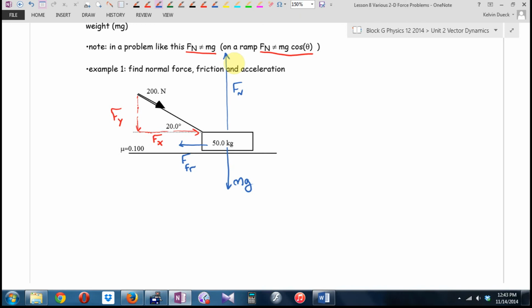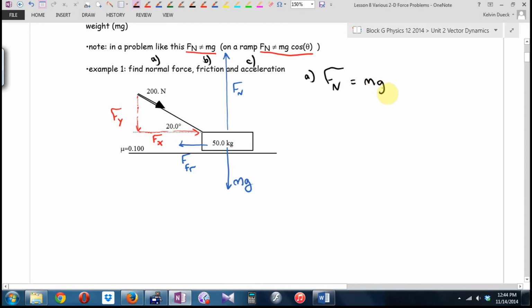So, first thing it says is find the normal force. Let's call that part A. Let's call that part B. Let's call that part C. So find the normal force. Let's do that right here. A. Can you give me an equation for the normal force? In other words, what's the normal force canceling out? The normal force is canceling out gravity, normally, and the vertical component.